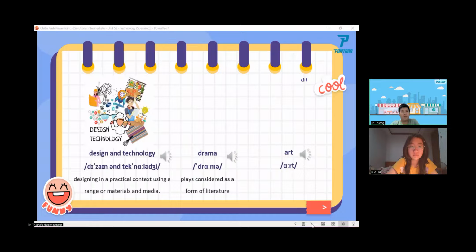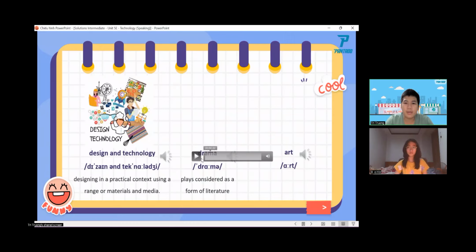The next one, the first one, design and technology. I think this one is easy. Design là thiết kế, technology là công nghệ. It means designing a practical content using a range of material and media. Sử dụng công nghệ để mà thiết kế, mình cũng có thể nói như vậy.